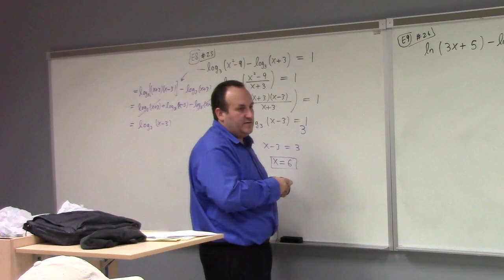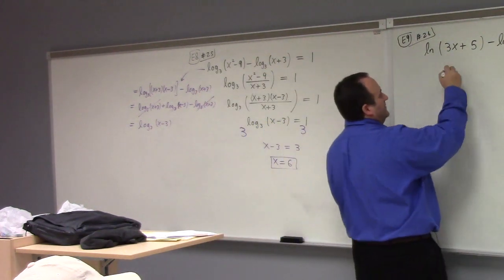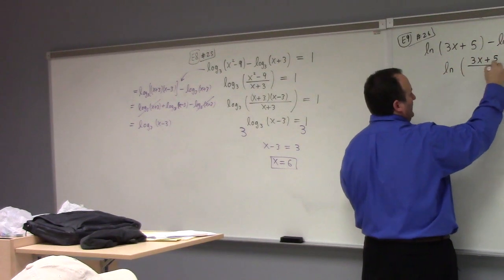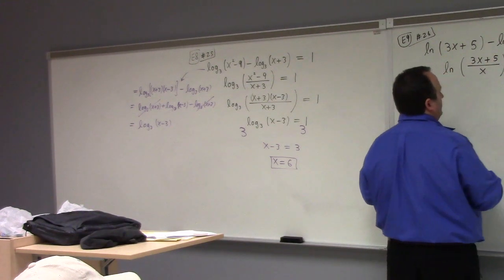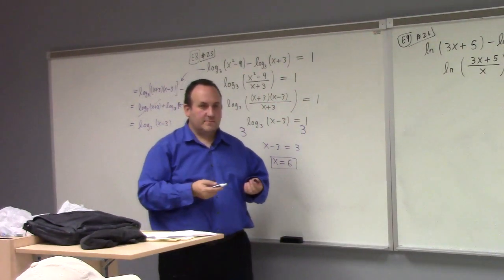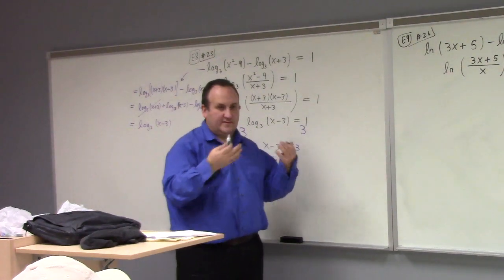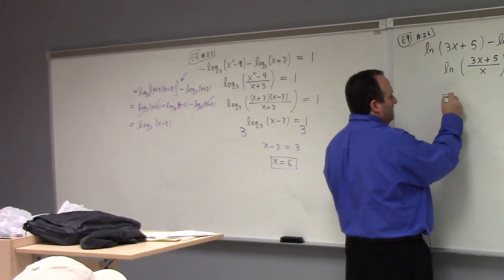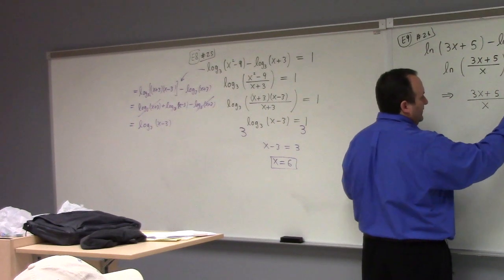I think I pretty much have to use property 3 for the log, right? I have to make this the log of the quotient. Like that, yeah? But here's the thing. The log is a one-to-one function, right? So we could use the one-to-one property for log, or if you like, we could take the exponential of both sides. However you want to think about it, this implies that (3x plus 5) over x is equal to 4. How do you solve that?